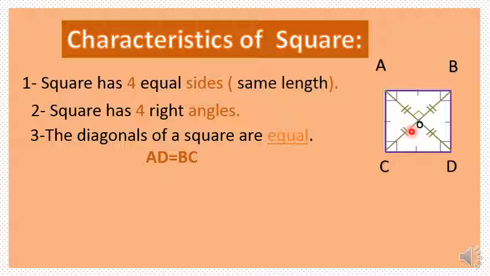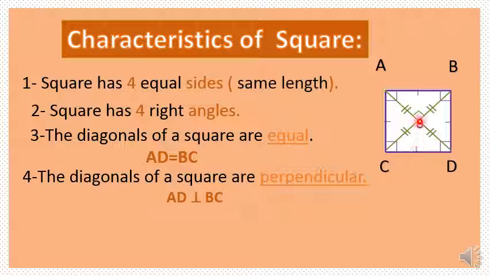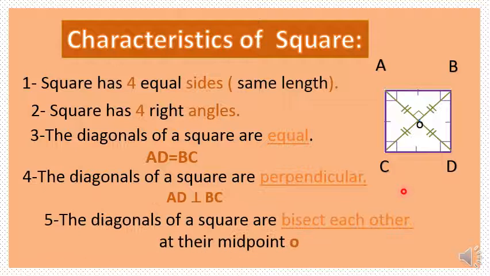So the diagonals of a square are equal. AD is equal to BC, and as you can see from the figure, the diagonals are perpendicular and they bisect each other at the same midpoint, which is O.